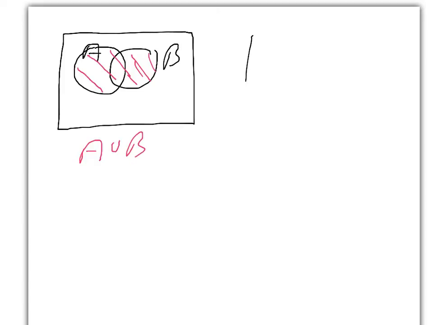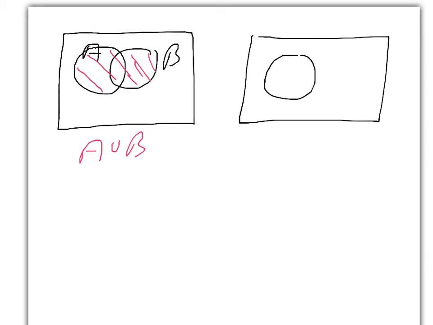The intersection would be everything that's common to the two circles. So again, this is A, this is B, and the intersection would be here. So it's much smaller than the union in general. So this illustrates A intersected with B.